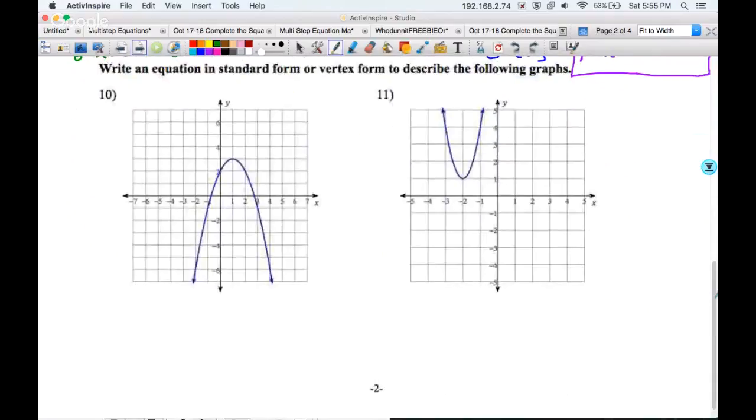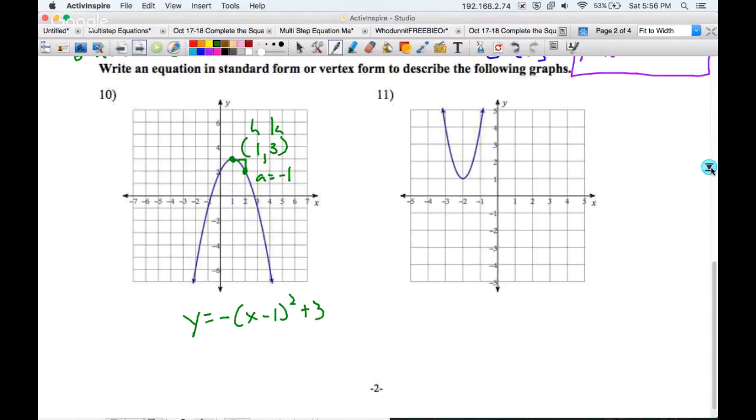Let's just finish this up. Write the equation in standard form or vertex form to describe the following graphs. Vertex form is much easier, but let's do both. This one has a vertex of (1, 3). That gives me my h and my k values. If I go 1 unit over, I hit my graph. If I go 1 unit down, that gives me a equals -1. Put that into vertex form: y equals -(x minus 1) squared plus 3.